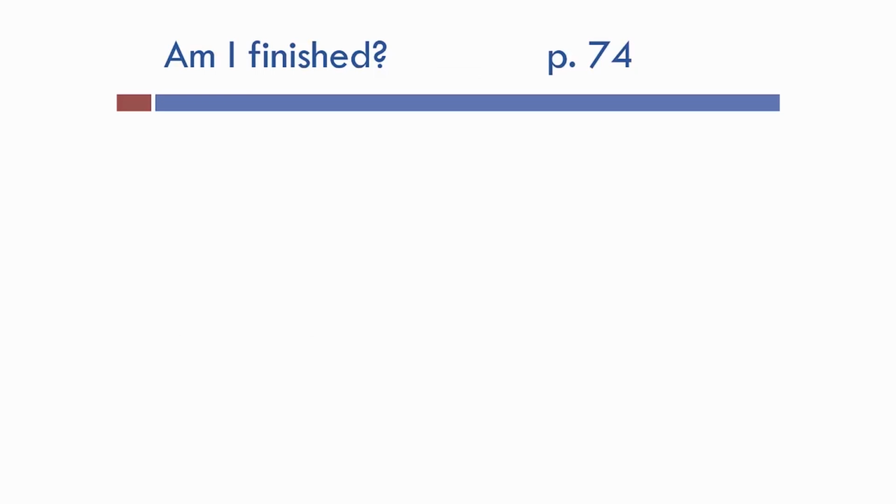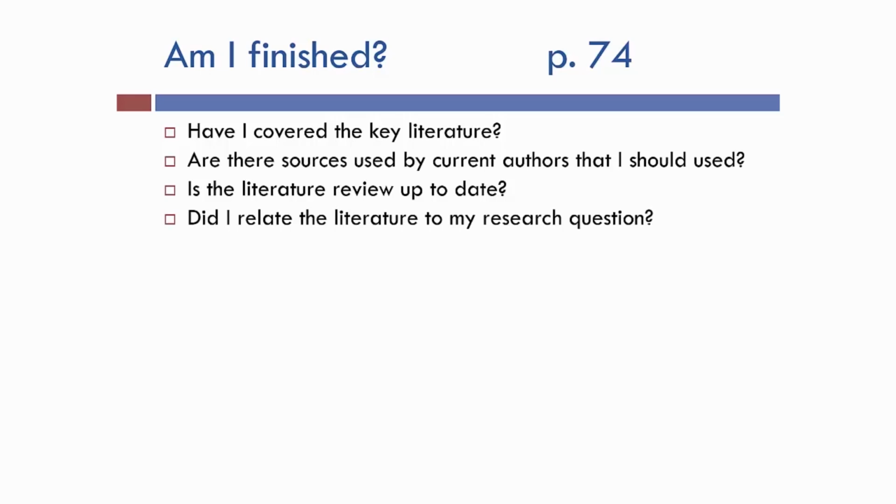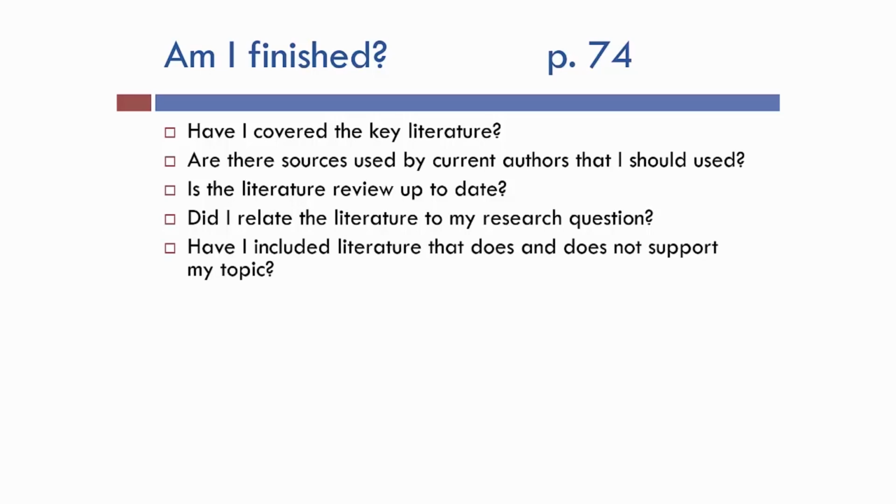When you're finished, and this is on page 74, when you've covered the key literature, and the sources used are the sources used by current authors. Well, if they're using them, then I should be using them. Is it up to date? Am I using information that's primary, which is great, but also secondary, meaning from the past 2 to 3 years? Did I relate the literature to my research question? Have I included literature that does and doesn't support my topic? Because if you only include the stuff that does support your research question, then it's very much biased, and if I was reading it, I would kick it back, for sure.